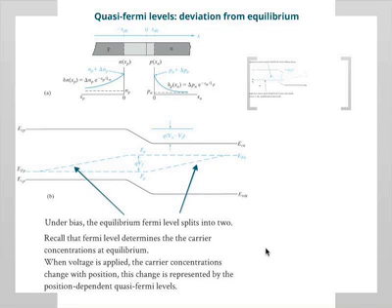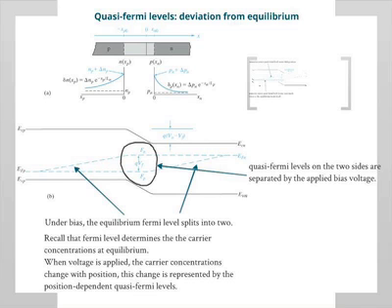Of course, one would expect this to happen in any situation where you have carrier concentrations that depend on position. Right? Anytime diffusion happens, you would expect this under non-equilibrium conditions. Under equilibrium, they cancel out, so diffusion and drift, in the case of the PN junction, for instance. So the quasi-Fermi levels on the two sides are separated by the applied bias voltage.